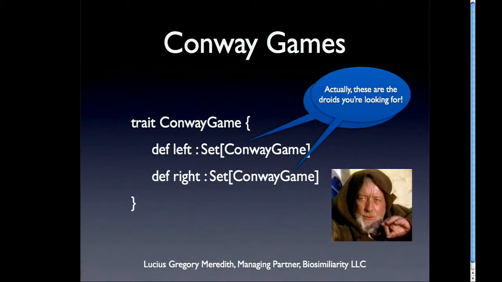So we can say abstractly, a Conway game has two components: a left, which is a set of Conway games. So these are the options for the player, and a right, which is again a set of Conway games, and these are options for the opponent. And so in terms of the abstract shape we were looking for, this is exactly the droids we were looking for.